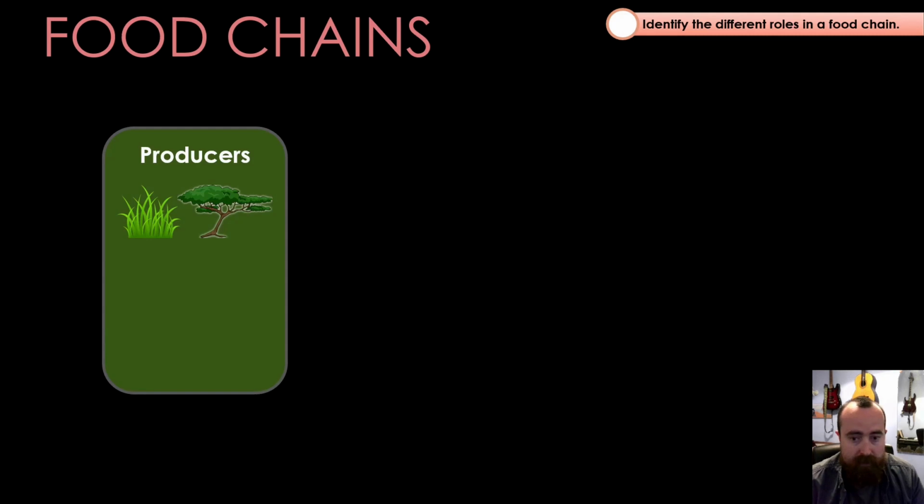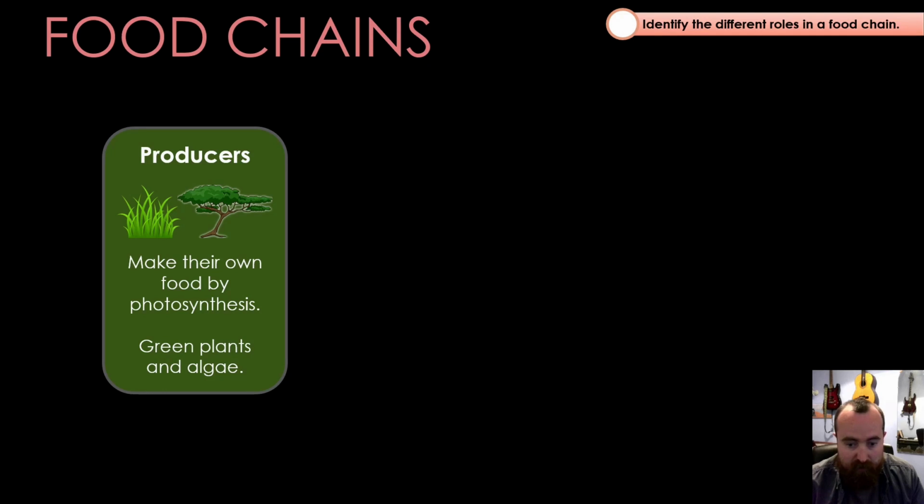Look at it in a bit more detail. And so producers, our examples were grass and the acacia tree. Obviously any kind of tree with leaves would pretty much work here. Anything that you can eat that's a plant. They make their own food by photosynthesis, and examples would include any green plants and algae.